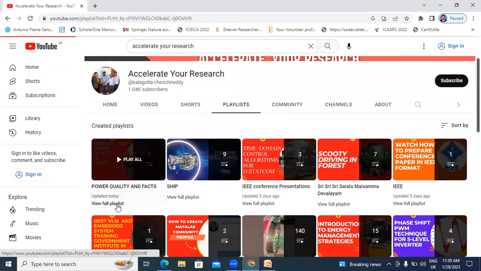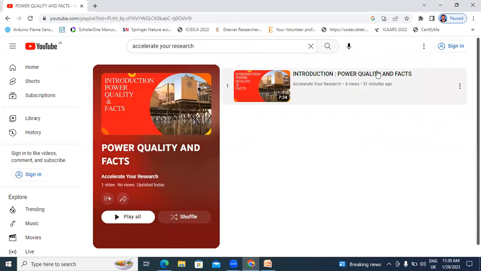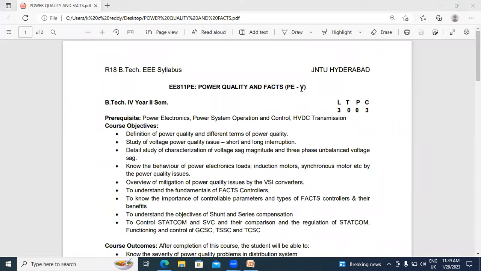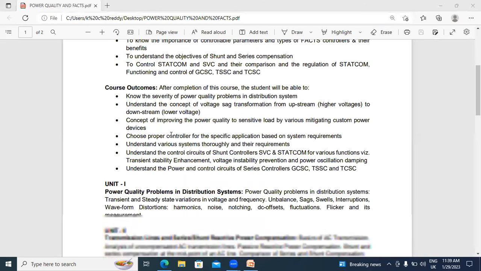In my previous video, I explained Introduction to Power Quality and FACTS. The syllabus I explained. This subject is in the JNTU-H R18 syllabus, 4th year, 2nd semester. This is Professional Elective 5. Now I will explain the syllabus. This is the Professional Elective 5, Power Quality and FACTS subject. This is the R18 BTech JNTU-H EEE syllabus, 4th year, 2nd semester.